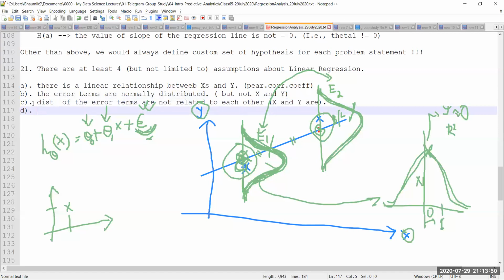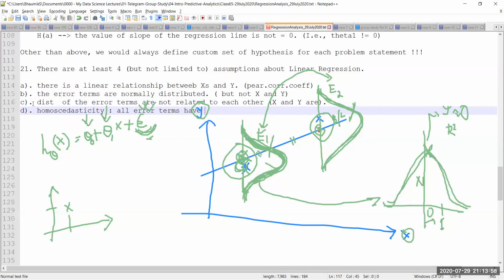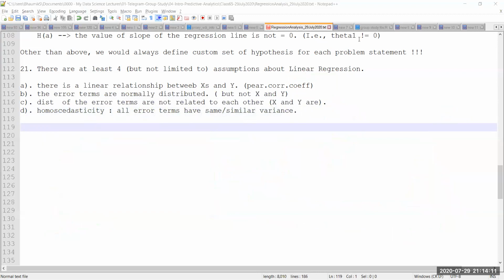Then the fourth one, homoscedasticity. All error terms have the same or similar variance. Don't worry, when we do the exercises, we'll come to know what this is and why this really matters. Let me just clear the drawings. We have less time, it seems.